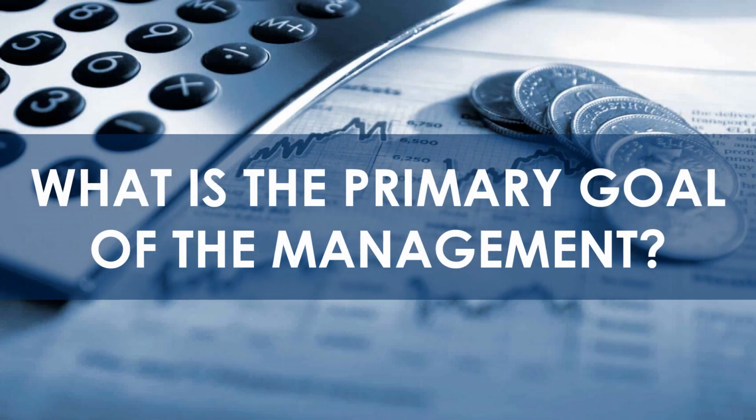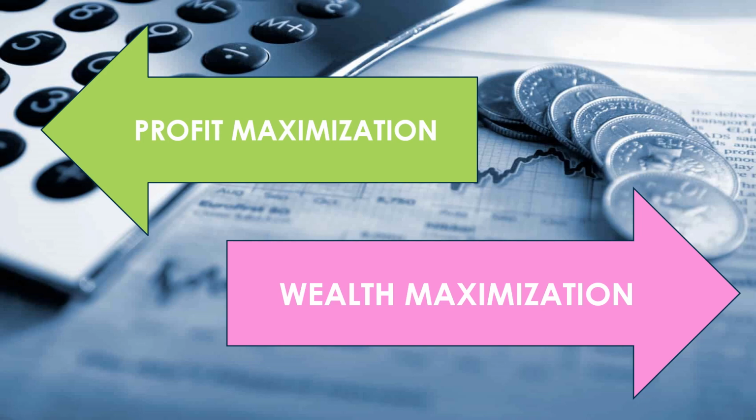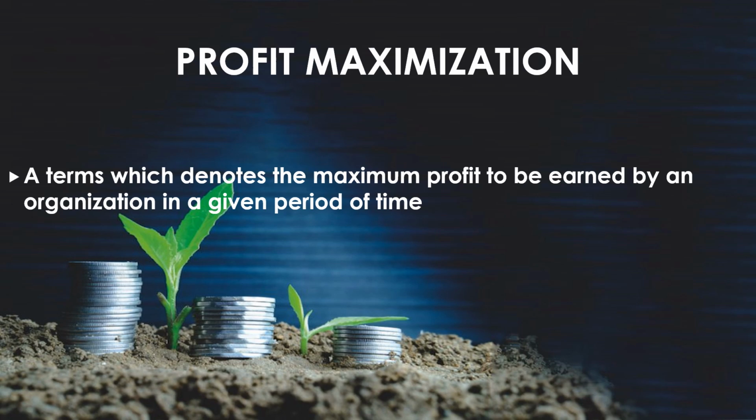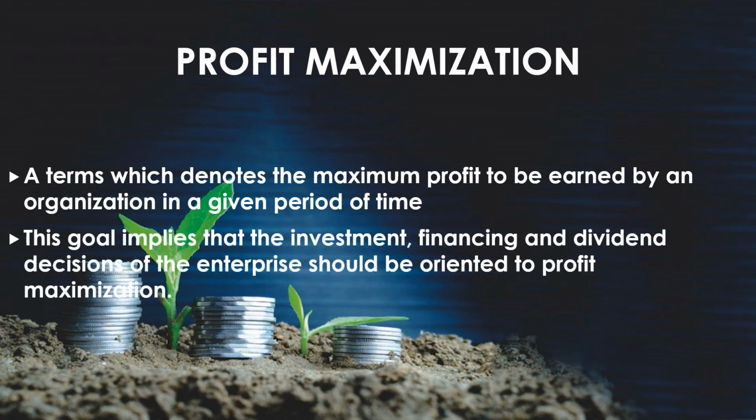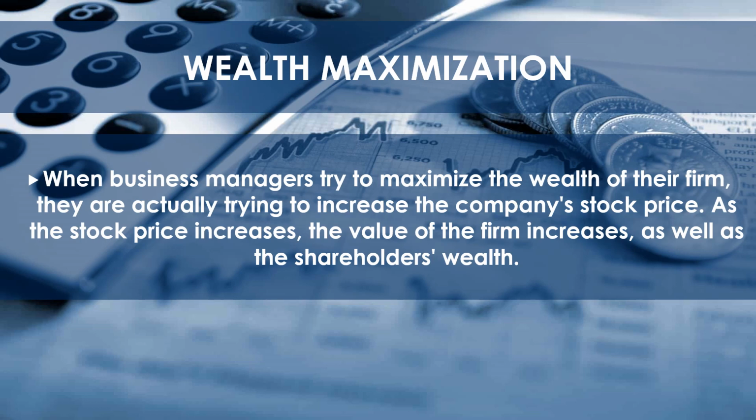Okay, so what do you think is the primary goal of management? Is it profit maximization or wealth maximization? Profit maximization is a term which denotes the maximum profit to be earned by an organization in a given period of time. This goal implies that the investment, financing, and dividend decisions of the enterprise should be oriented to profit maximization alone. While wealth maximization is when business managers try to maximize the wealth of their firm. They are actually trying to increase the company's stock price. As the stock price increases, the value of the firm increases as well, as well as the shareholders' wealth.